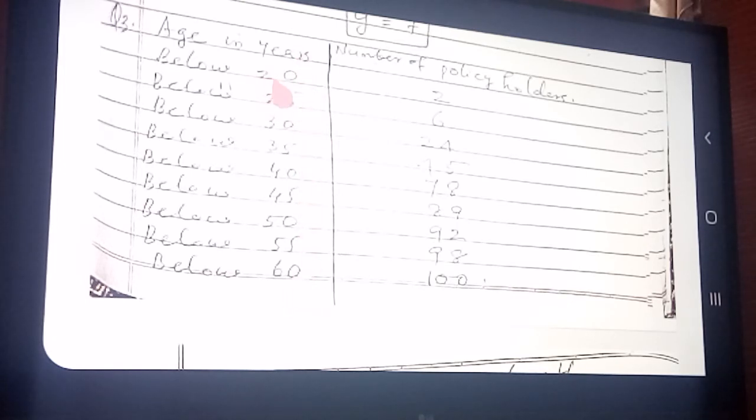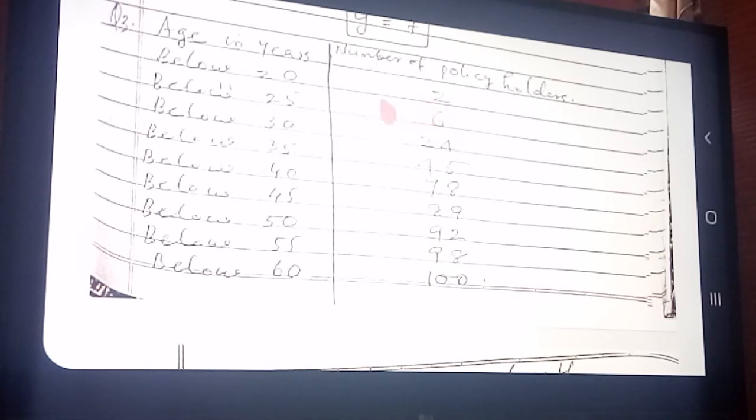So this "below 20" written here, we can convert to a class. You see the difference between 20, 25, 30, 35: each upper boundary point differs by only 5, so you are able to make the classes. Below 20 means what will be the class? 15 to 20. How many are coming in 15 to 20? 2. So the frequency of this class is 2.